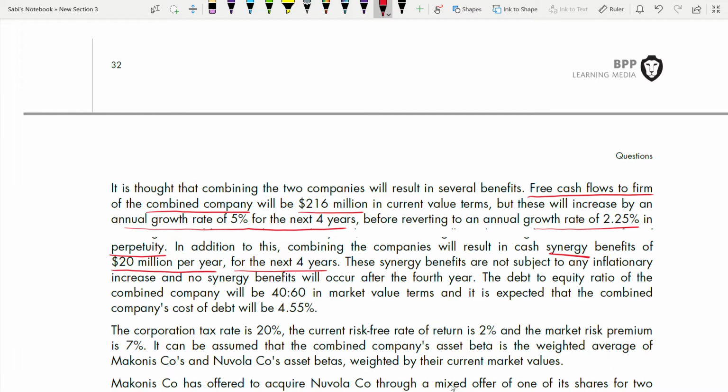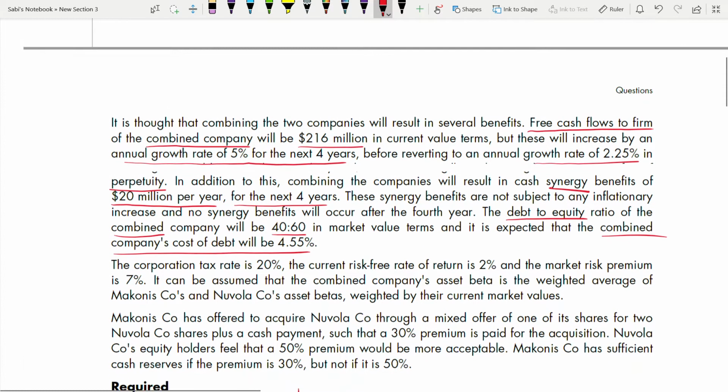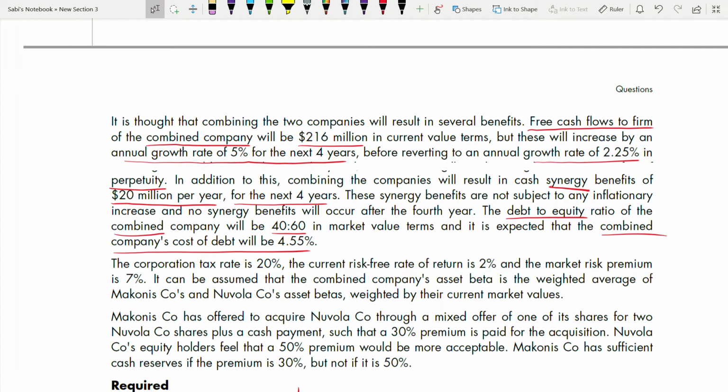So the debt to equity ratio of the combined company is what? Combined is 40 to 60. 40 debt, 60 equity in market value terms, and it is expected that the combined company's cost of debt is 4.55%. Now, the corporation tax rate is 20%. So you can see risk-free rate and market premium, all these are given for you to find your cost of equity using your capital asset pricing model. So risk-free rate is 2%, risk premium is 7%.